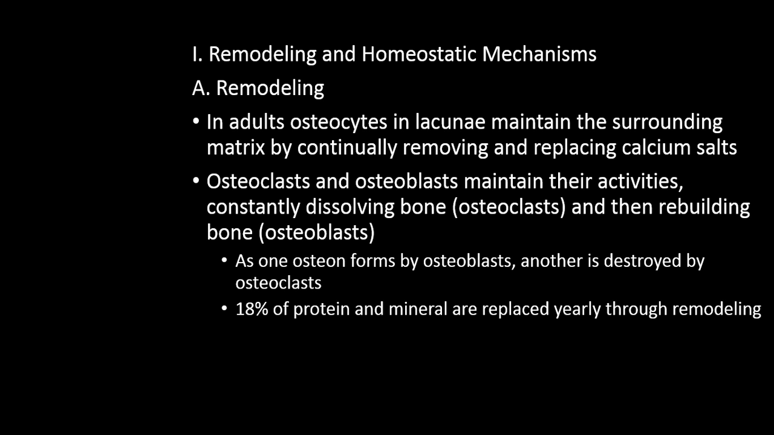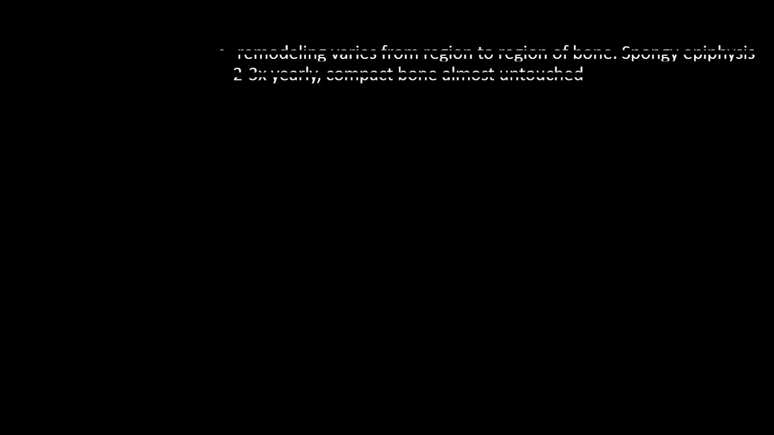Your bone is kind of the same way. The older osteons don't have the ability to maintain strength. So you have this remodeling system that takes old and replaces it with new, and that's done through the activity of both osteoblasts and osteoclasts working together. 18% of the protein and mineral in your bone is replaced yearly. So if you take your entire skeleton and divide it into 18 different sections, one of those sections would be replaced in its entirety throughout the year.